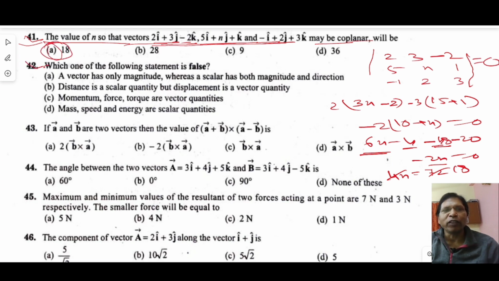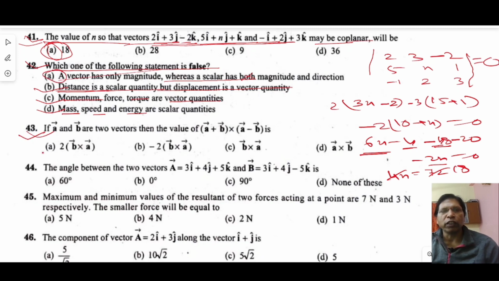Now question number 42, which one of the following statements is false? A vector has only magnitude whereas a scalar has direction, false. Now the distance is a scalar quantity but displacement is a vector quantity. Okay, this is correct. Momentum, force, torque, vector quantity, correct. Mass, speed, energy, scalar quantity, correct. So A is the false statement.